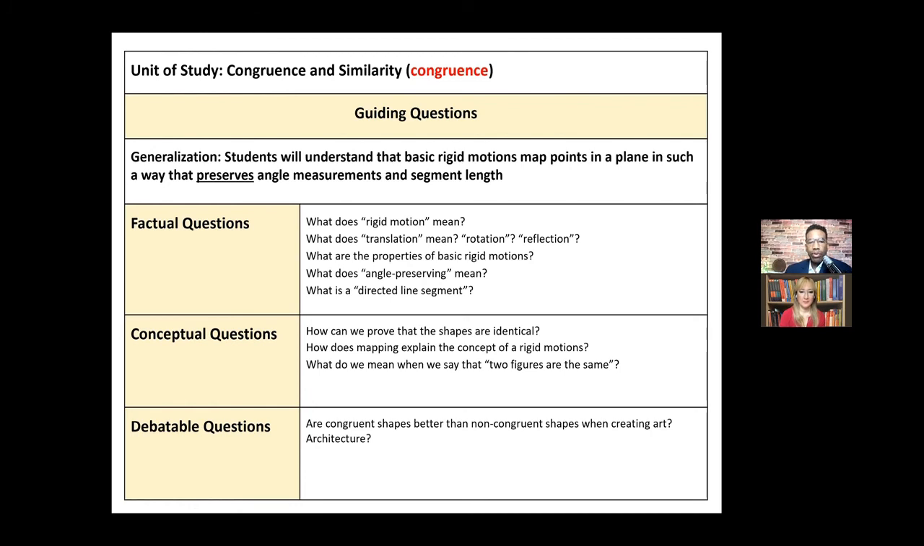Some of the conceptual questions: how can you prove that shapes are identical? What does mapping explain? How does mapping explain the concept of rigid motion? So how does moving something on a plane, looking at the ordered pairs, how does that mapping function work, and how does that explain the concept of rigid motion? Beautiful. And our debatable question, which I always struggle with, is: are congruent shapes better than any non-congruent shapes when creating art?